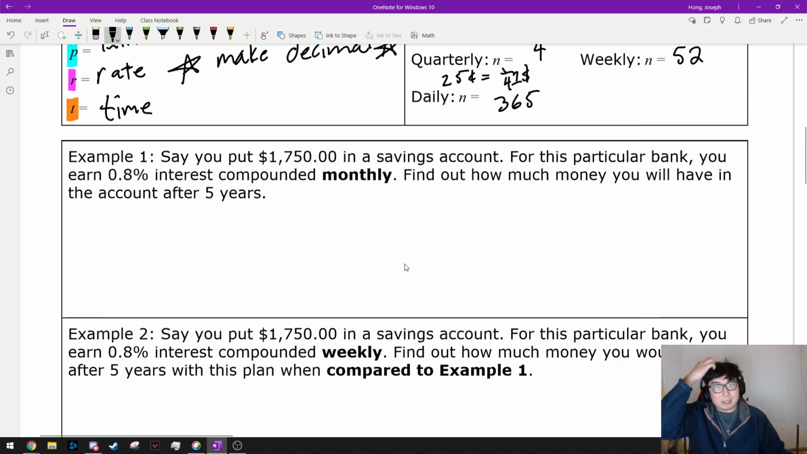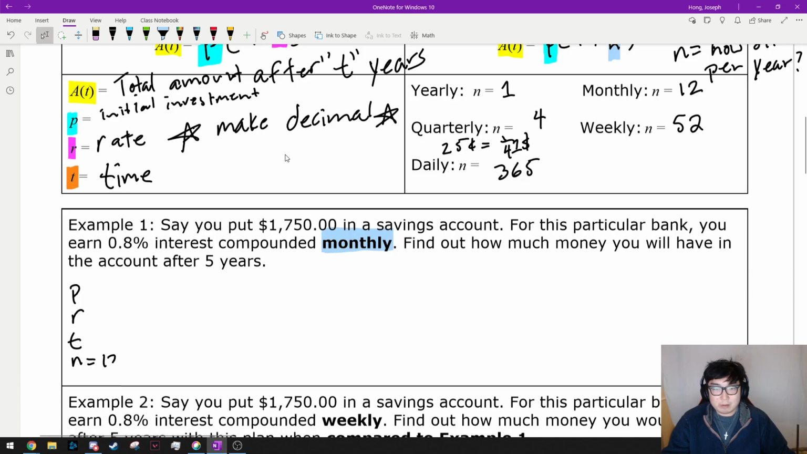Example 1 says, say you put $1,750 into a savings account. For this particular bank, you earn 0.8% interest compounded monthly. How much money would you have after 5 years? The first thing you always want to do is label your variables. And look at this, monthly. This monthly right here is talking about how often I'm getting paid, which is actually my n. So this is going to be 12.